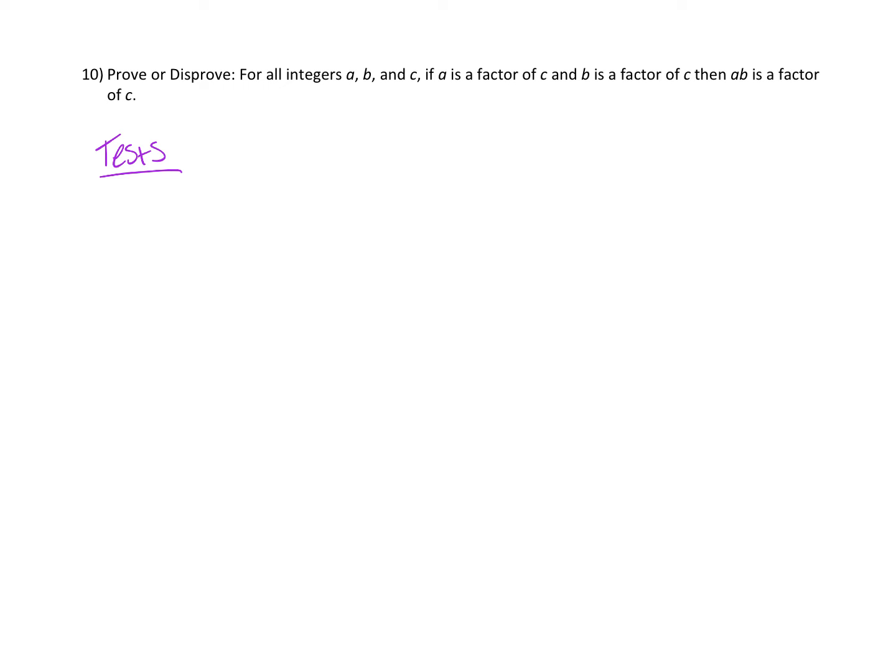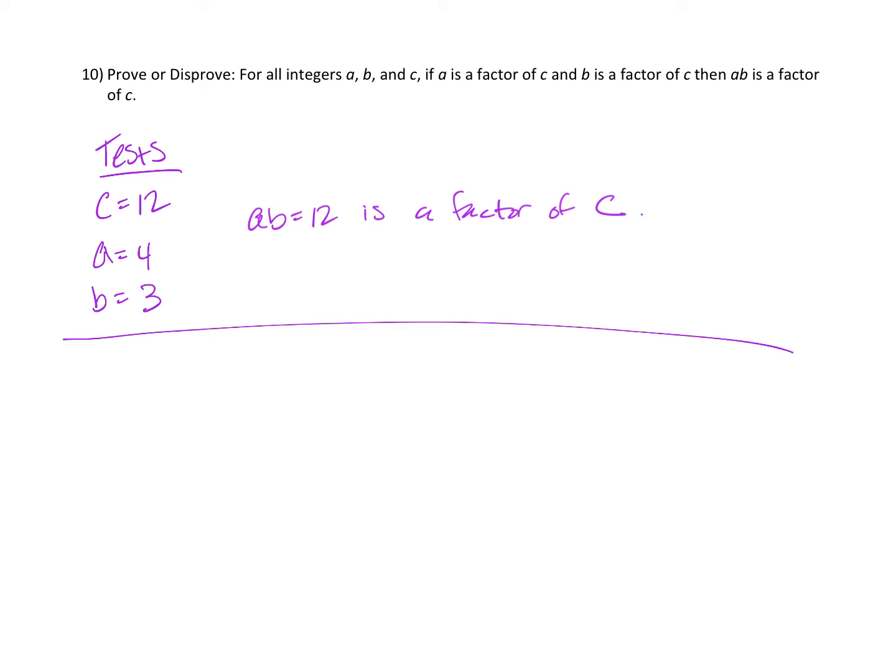So let's see, something that has a lot of factors could be like 12. So let's say c is 12. Okay. So a and b have to both be factors of c. So a could be 4 and b could be 3, right? Those are both factors of c. And is a times b a factor of c? Yeah. ab, which is 12, is a factor of c. Okay, so there's one test that worked.